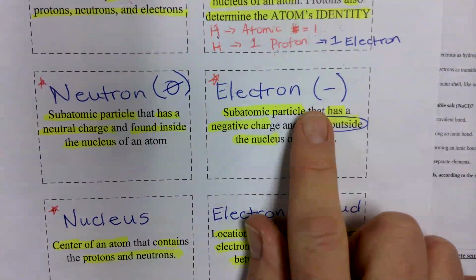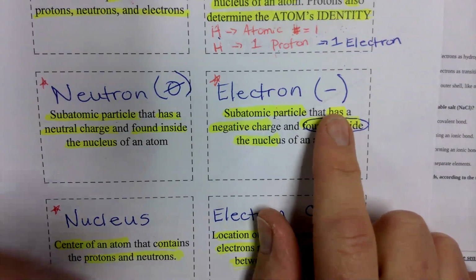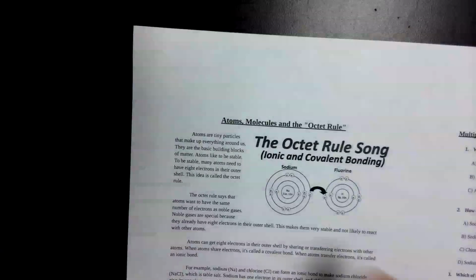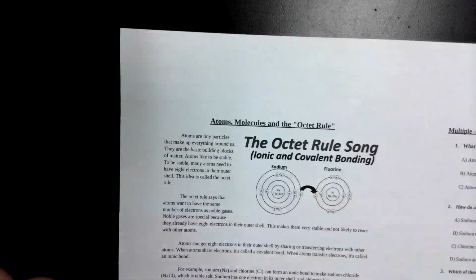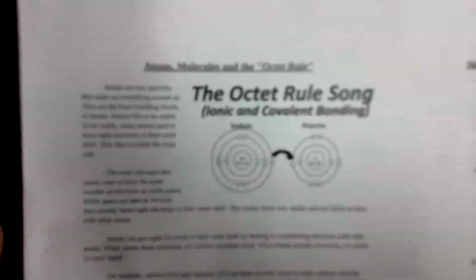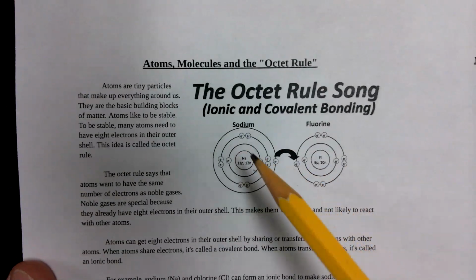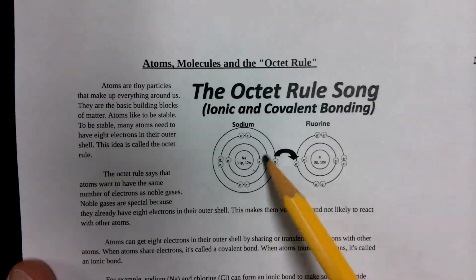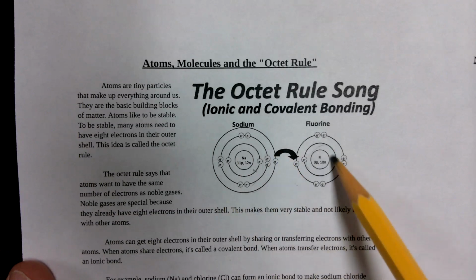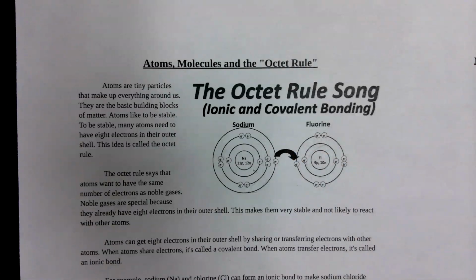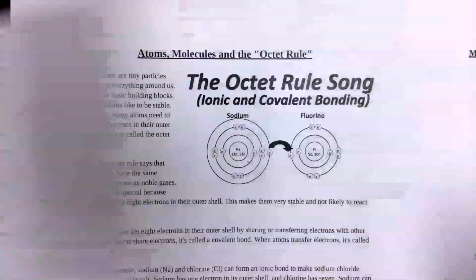Electron. So remember, an electron has a negative charge. And what's really important for you to understand is that these are found outside the nucleus in what we call the electron cloud. And you'll notice that some atoms, I'm going to zoom in real quick, have bigger clouds than others, or some atoms have more rings than others. And we'll talk about why that is here in just a second when we talk about the octet rule, okay? So an electron. The next thing I want to review with you is a molecule.